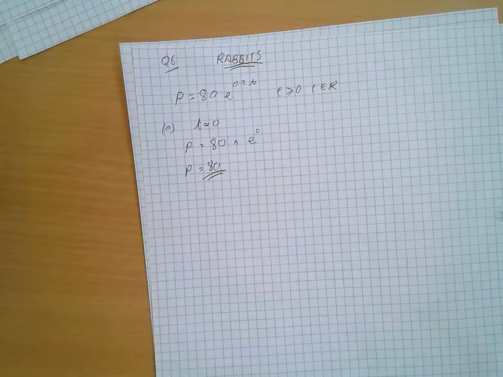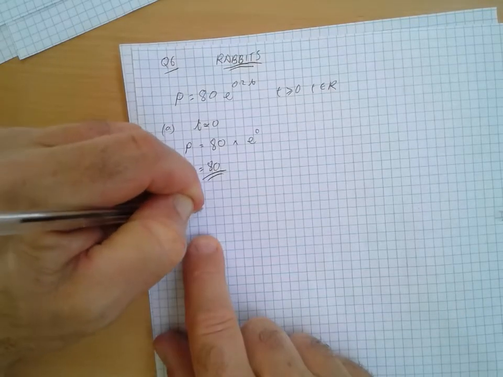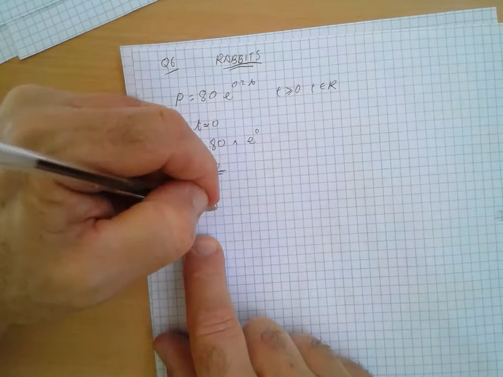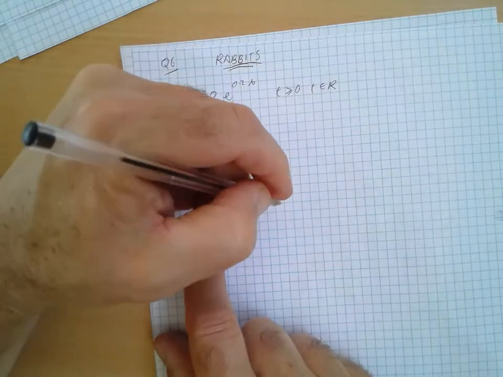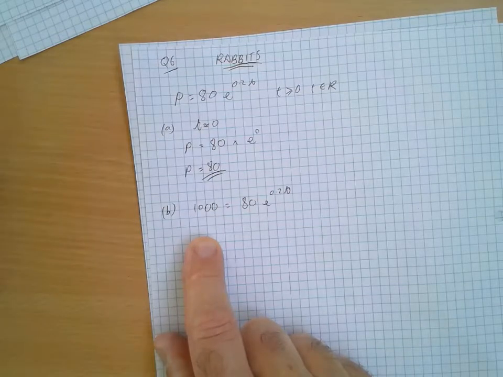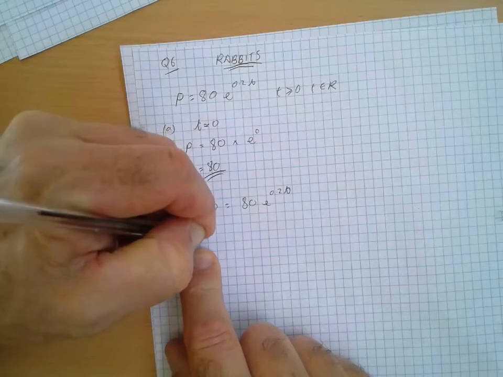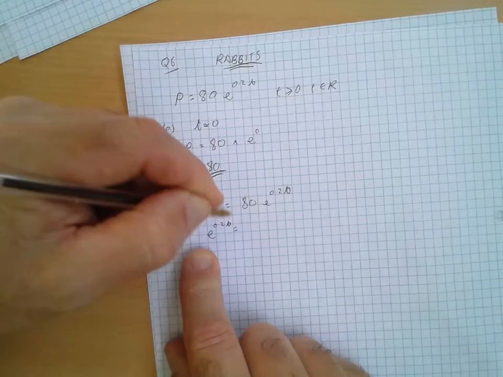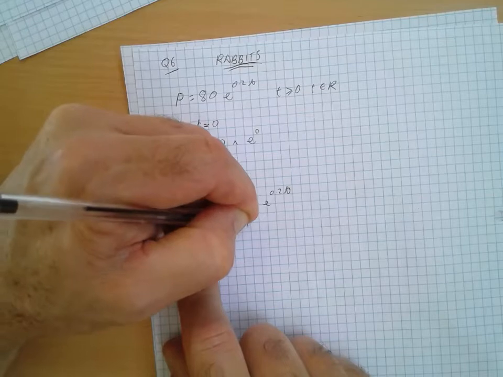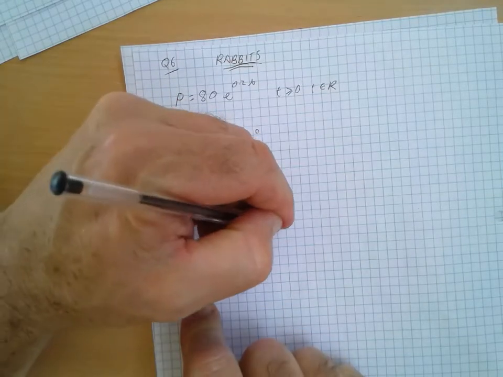Okay, the next part, finding the number of years it would take for the number of rabbits to first exceed 1,000. That's going back to the original equation, and we're going to put P in as 1,000, equals 80 e to the 0.2t. Rearranging, dividing through by 80, e to the 0.2t equals 1,000 over 80, which equals 100 over 8.